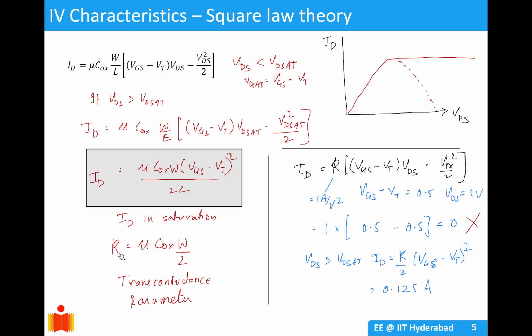If you calculate your resistance here, it comes out to be mu Cox W by L, and this is called the transconductance parameter.